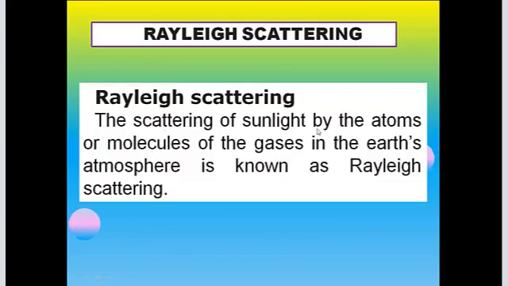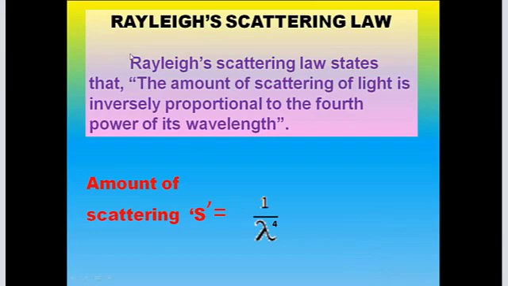What is Rayleigh scattering? The scattering of sunlight by the atoms and molecules of the gases in the Earth's atmosphere is known as Rayleigh scattering. The definition of Rayleigh scattering is the same as that of scattering, provided that we note down one important point: the amount of the scattering is inversely proportional to the fourth power of the wavelength. Okay, this is called Rayleigh scattering.